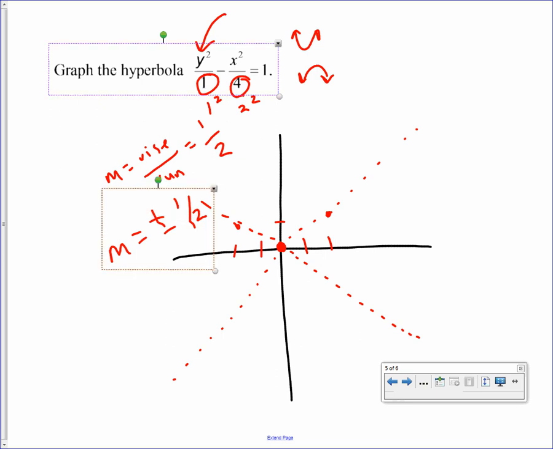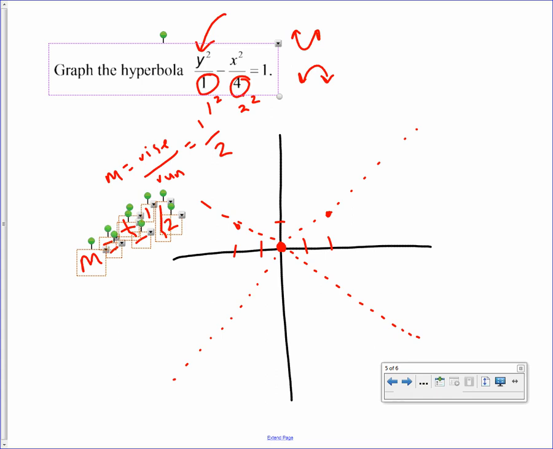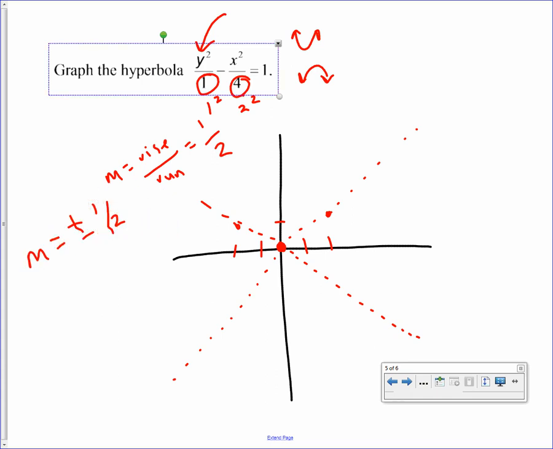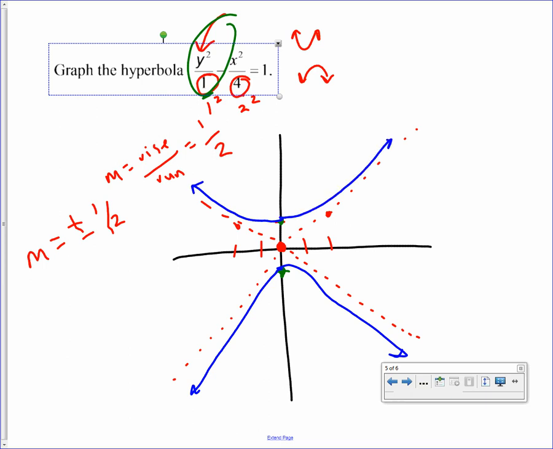All right, so the next part is the vertices. And the vertices are in the y direction because this thing is vertical, and they are 1 unit away from the center. So 1 unit away from the center in both vertical directions are the vertices. And then the last piece of that is to actually draw your branches, and they hug those asymptotes. And there you go. There's your hyperbola.